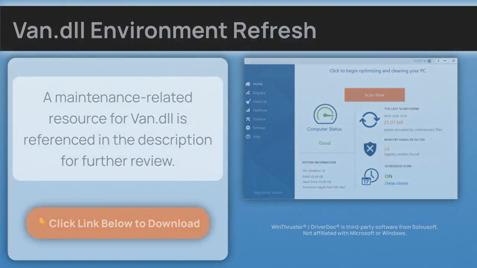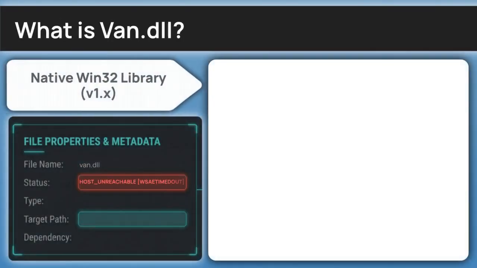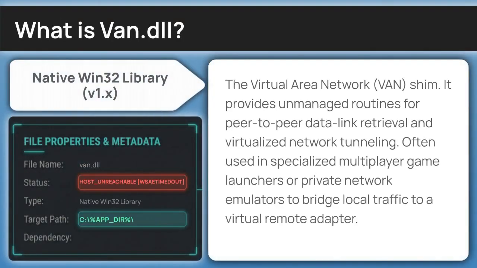This is the Van Library, the Virtual Area Network, VAN, shim. It provides unmanaged routines for peer-to-peer data link retrieval and virtualized network tunneling, often used in specialized multiplayer game launchers or private network emulators to bridge local traffic to a virtual remote adapter.